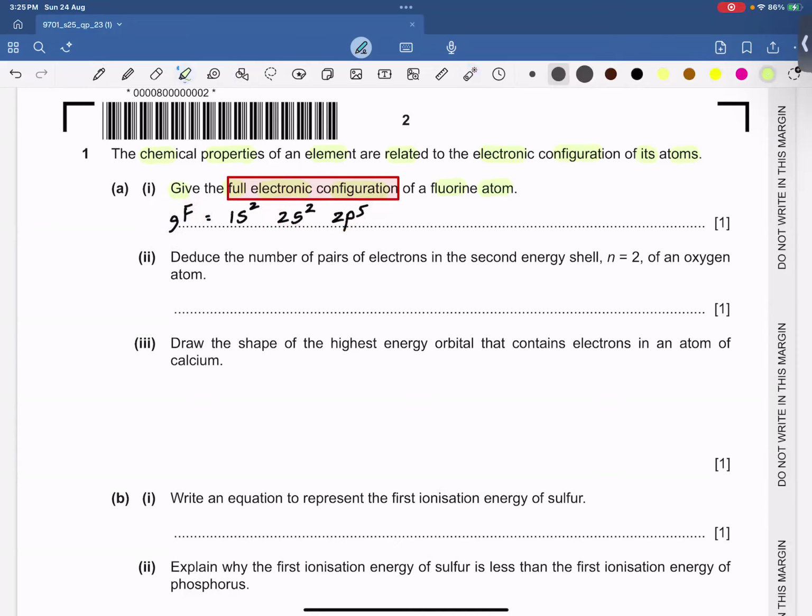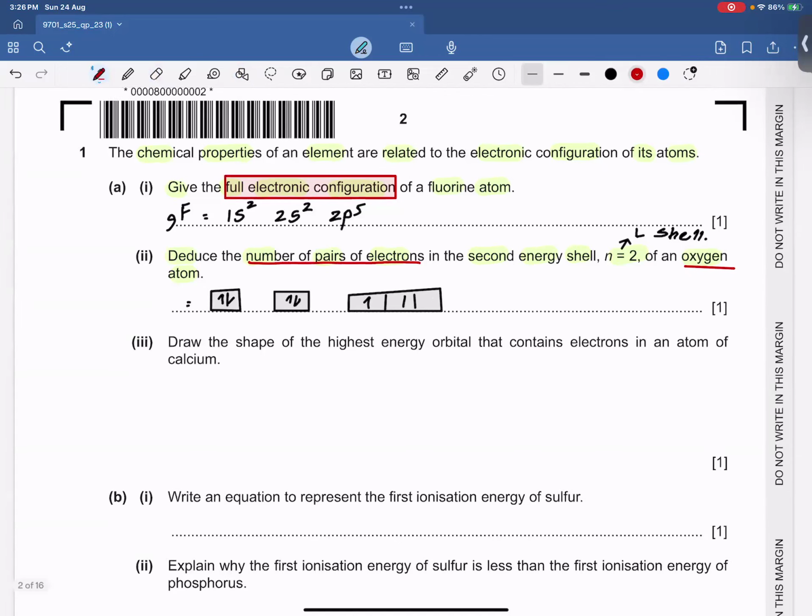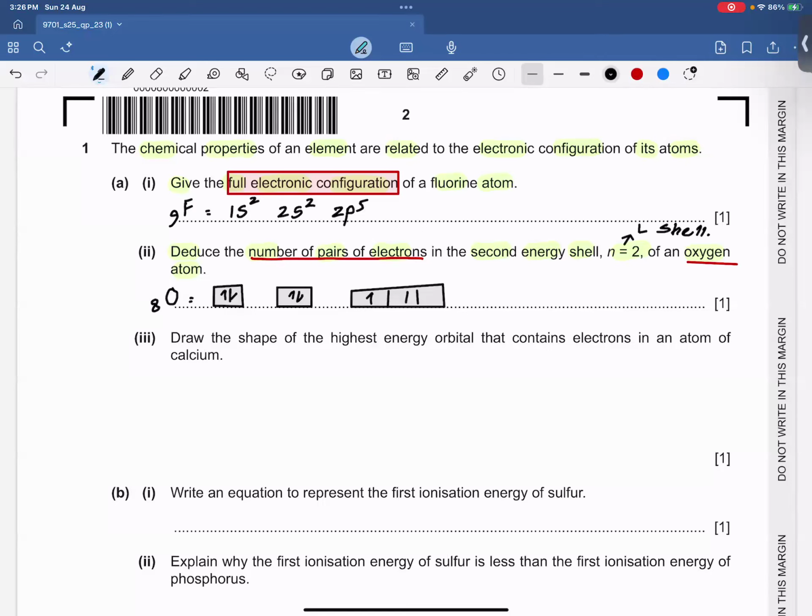electrons. Next part, deduce the number of pairs of electrons in the second energy shell of an oxygen atom. Second shell is basically the L shell, and the L shell contains both s and p subshells. An examiner is looking for the number of paired electrons. That indicates that in order to get the answer, I have to write the spin configuration. So this is 1s, this is 2s, and this is 2p. All right. 1s contains 2, 2s contains 2, and 2p contains 5. Oh, the examiner is looking for the oxygen atom, right? So it has to be 8. That was my mistake. 8: 1s2, 2s2, and then 2p4.